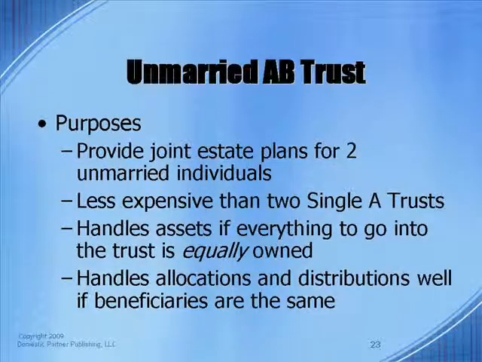The Unmarried AB Trust. The estate plan also offers an Unmarried AB Trust, which provides a joint estate plan for two unmarried people, which is less expensive than two single A trusts. It is also designed primarily for unmarried couples where just about every single asset is equally owned by the couple, even though they are unmarried. If their assets are not all equally owned, then it is imperative that they have a separate property agreement to avoid gift taxes.